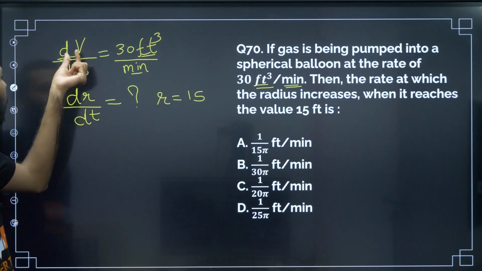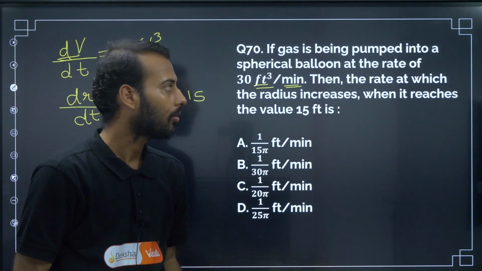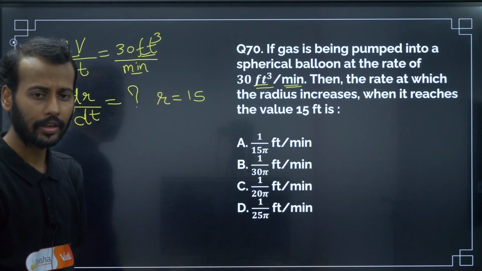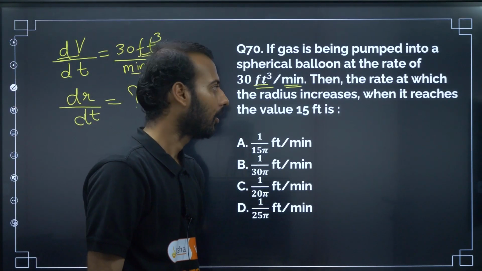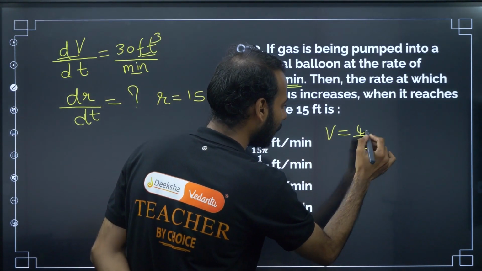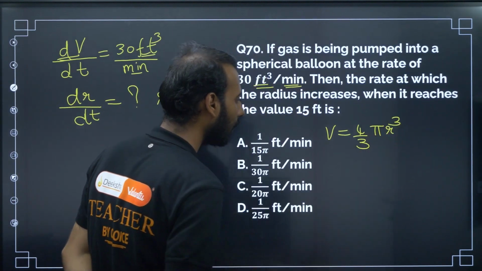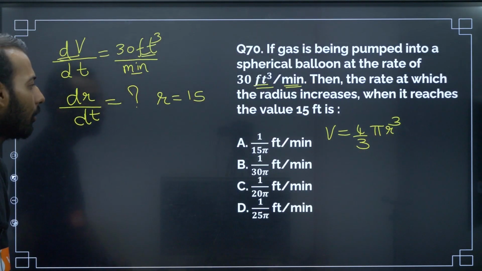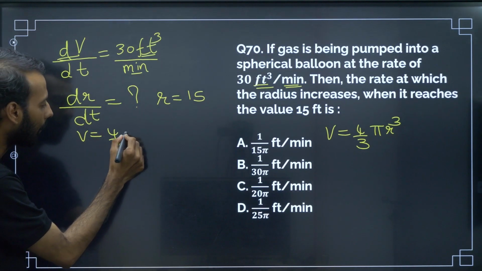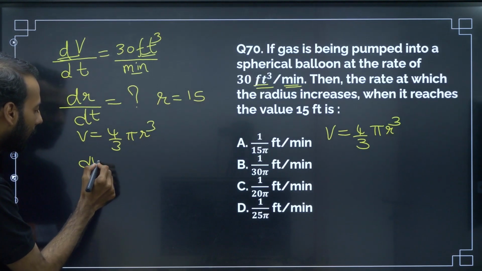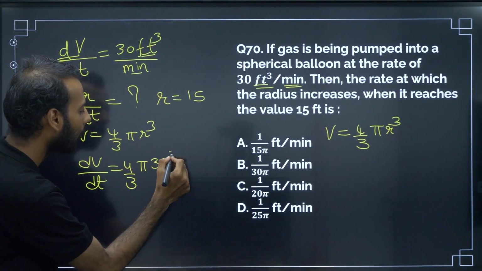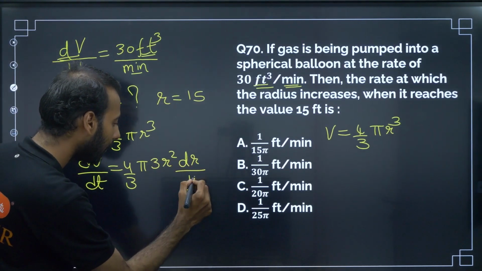Now we need some basic knowledge to solve this problem. They are talking about the volume of a sphere. In our lower grades, 8th standard, there was a chapter on surface area and volume. There we studied that volume of sphere is equal to 4 by 3 pi r cube. Now that formula I am going to use here, V is equal to 4 by 3 pi r cube. So dV by dt is equal to 4 by 3 pi, and for r cube we have to write dr by dt.